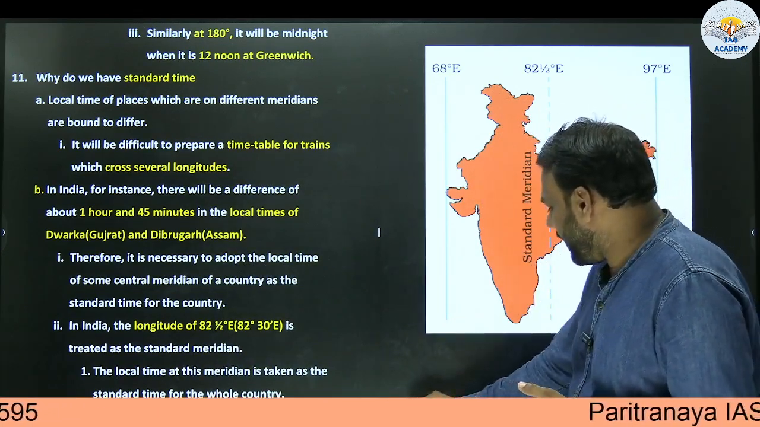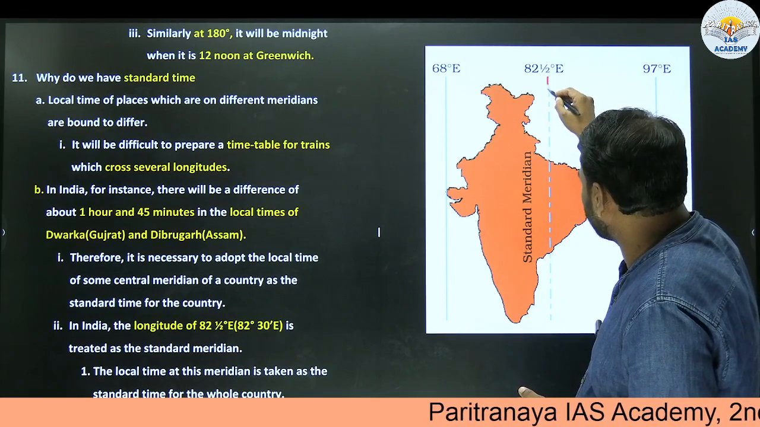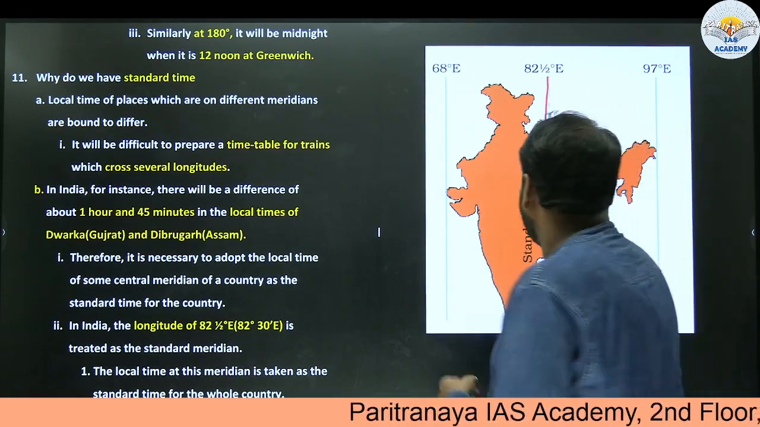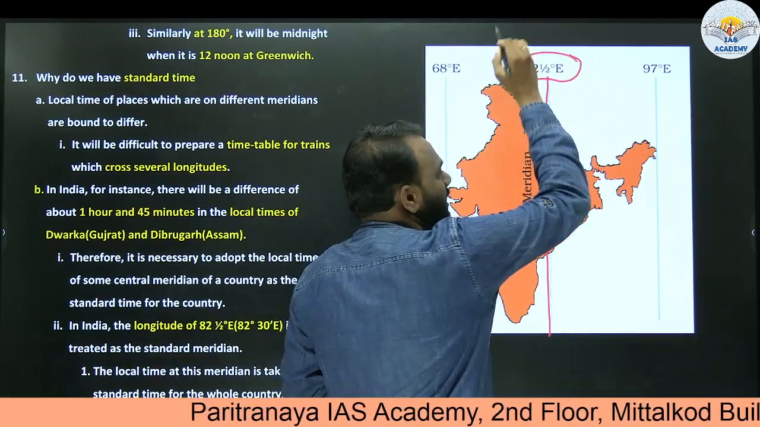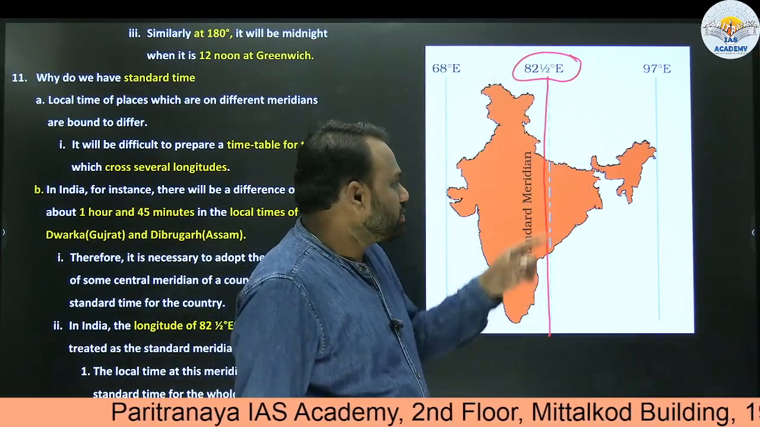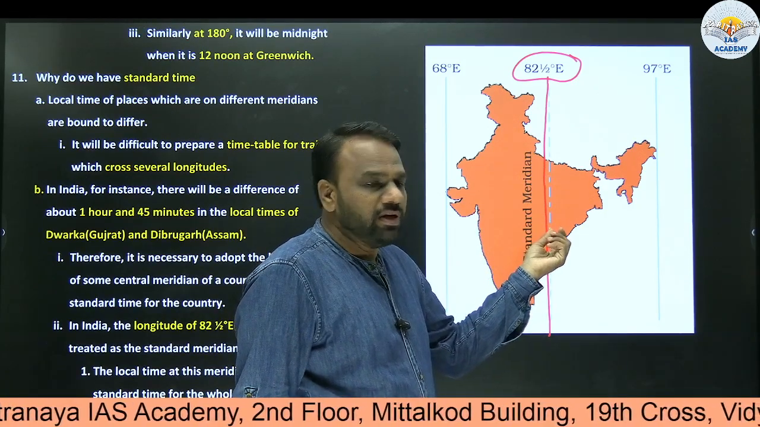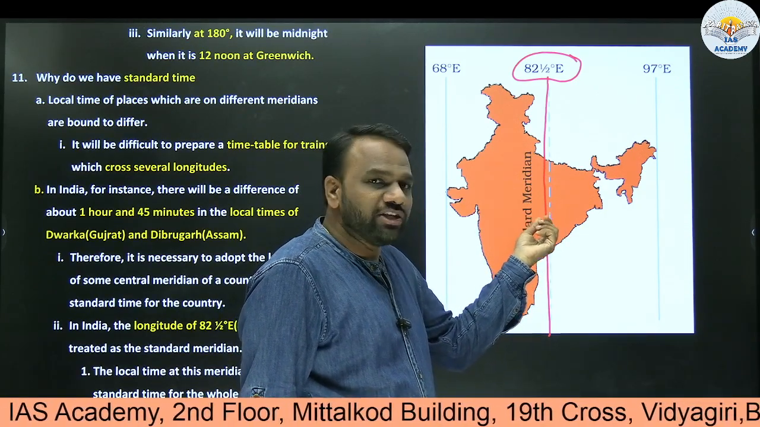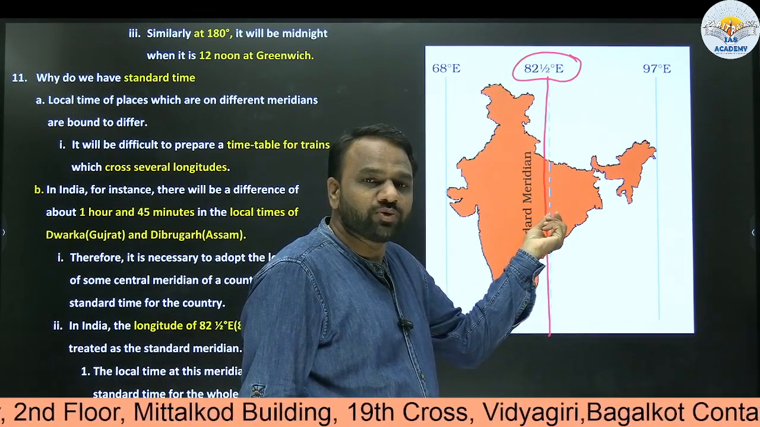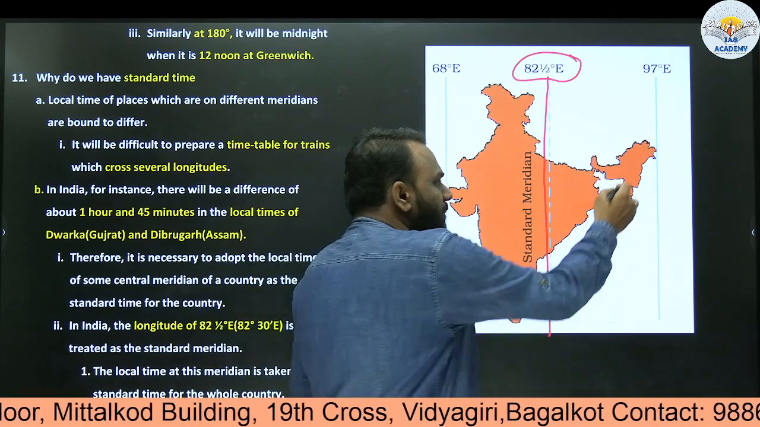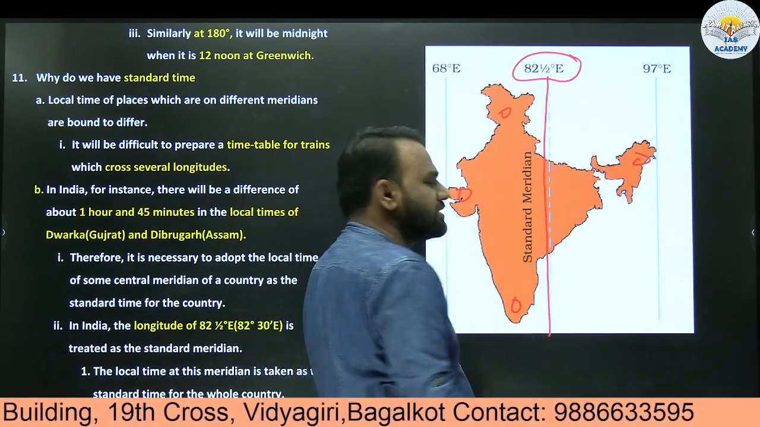We have taken a meridian which passes through the center of India. We have taken 82.5 degree as the standard meridian of India, and this will be considered as standard time. When the sun shines exactly overhead on this line, that time will be considered 12 noon. And the same will be adopted by the eastern part of India, western part, northern part, as well as southern part.